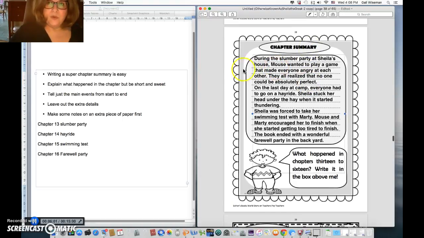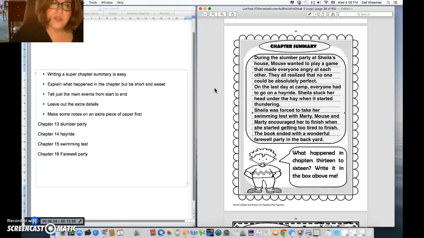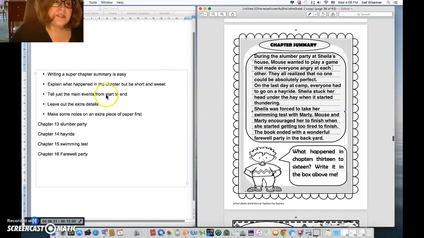What I'm going to ask you to do, boys and girls, is go back to your chapter summary for chapters 10, 11, and 12. I want you to go back to that and I want you to read it, and I want you to see if you added just the right amount of details. Some of you, when you did it, you didn't actually tell me the events in those chapters from the start to end. Some of you just told me about what happened in one chapter.